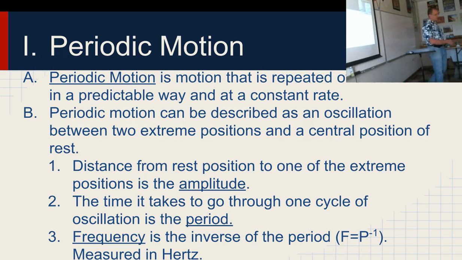And so, again, a kid on a swing going back and forth. That's periodic motion, right? Or a spring that's bouncing is periodic motion. Something that is repeated over and over in a predictable way. We can use the word oscillation to describe periodic motion. It's an oscillation between two extreme positions and a central position of rest.